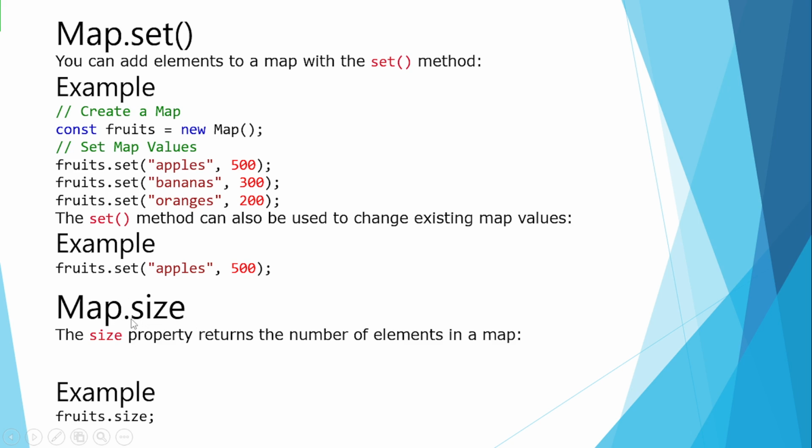Here our new property is map.size. The size property returns the number of elements in a map. By using the size property we can find how many elements are present in our map. For example, here we can check fruits.size. Here we are calling fruits.size, then we can check the size of these fruits, meaning how many elements are present in this map.